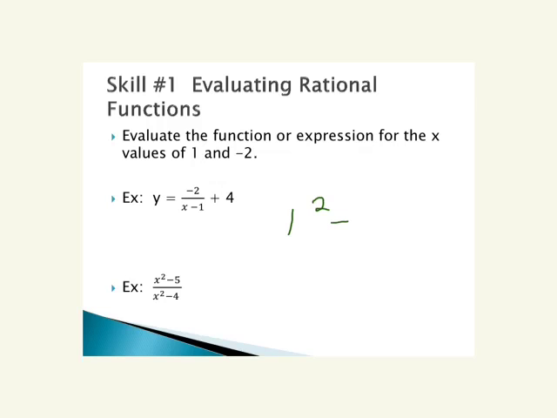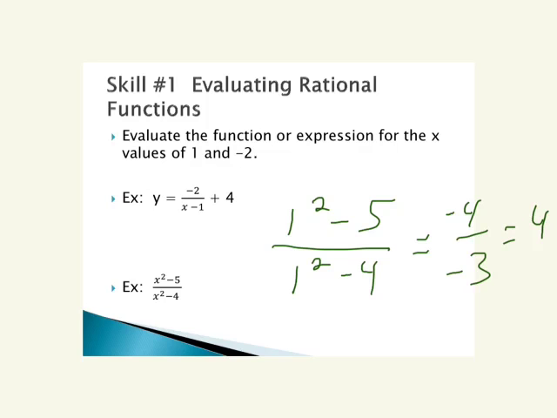So we'd have 1 squared minus 5 over 1 squared minus 4. I'm going to go ahead and start off by simplifying the top. 1 squared is 1, minus 5 would be negative 4. And on the bottom, 1 squared is 1, minus 4 would be negative 3. And negative 4 over negative 3 simplifies to be 4/3. So if we plug in 1, we get 4/3.